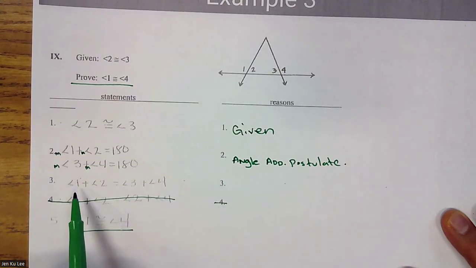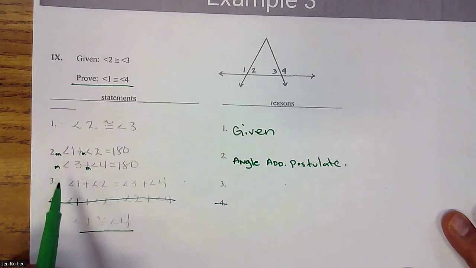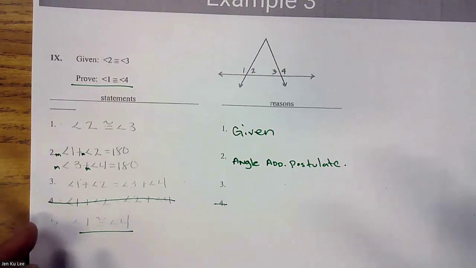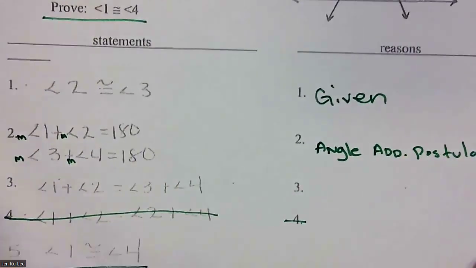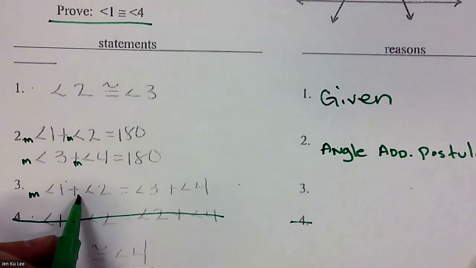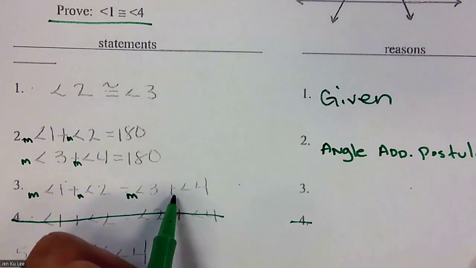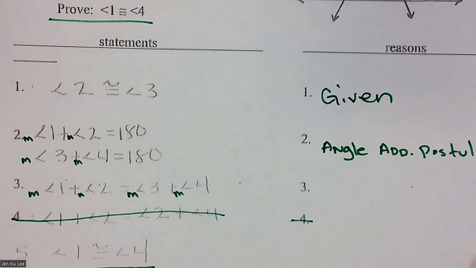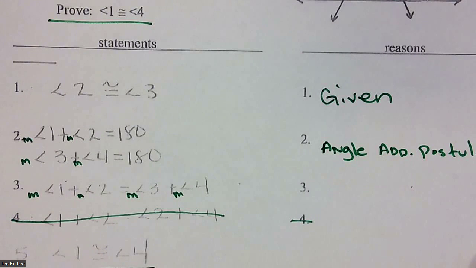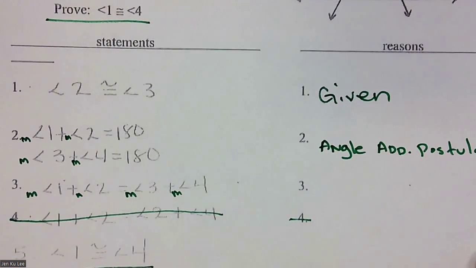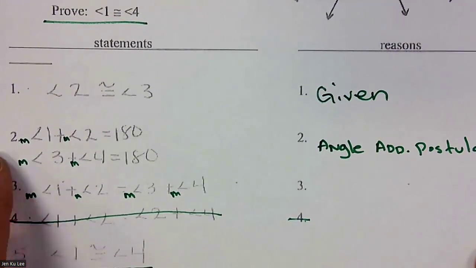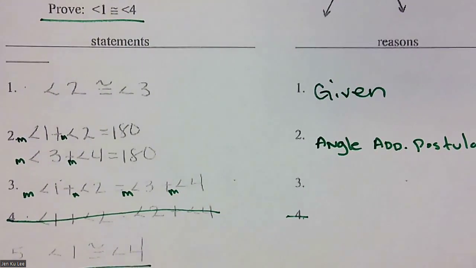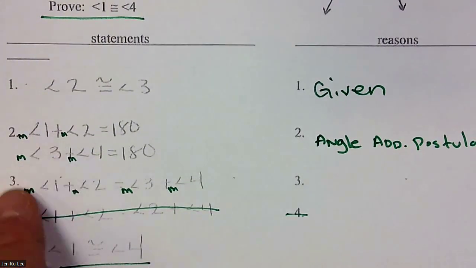Okay. Now, what do they do from step 2 to step 3? Or step 1 to step 2 to step 3? What do they do? Measure of angle 1 plus measure of angle 2 equals measure of angle 3 plus measure of angle 4. What do they do from step 2 to step 3? They showed how they're equal, but what property did they use?